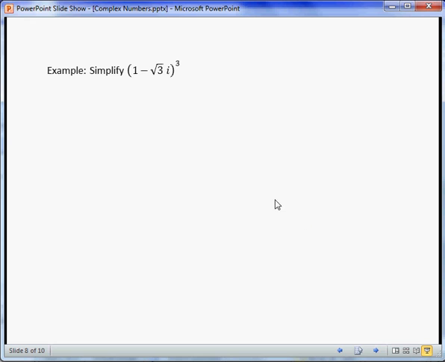It's useful in things like this. We've got a complex number raised to a power. Okay, if I was going to use the distributive law to do that, that would take me a long time.